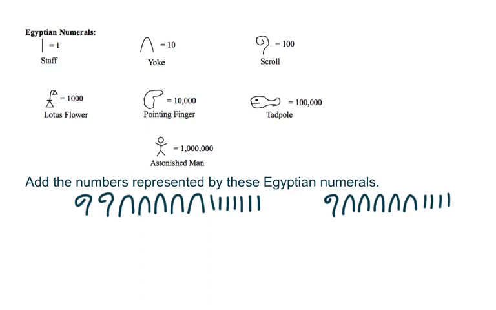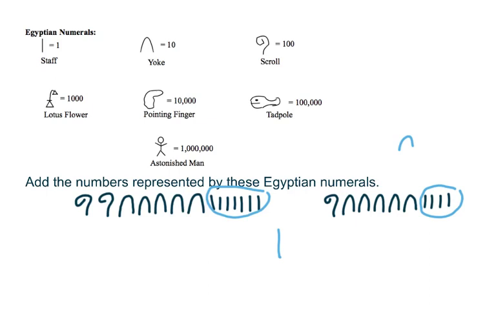Similar to the way we would add in our modern system, we focus first on the ones. I notice here that there are 1, 2, 3, 4, 5, 6, 7 staffs in that number, 4 staffs in that number. So if I put those together, that would create 11 staffs. But as soon as you hit 10 of something, you use a yoke instead. So as I would add these together, I would have a yoke and 1 staff. I'm just going to make a little yoke symbol over here to the side to remind myself I've created a new yoke.